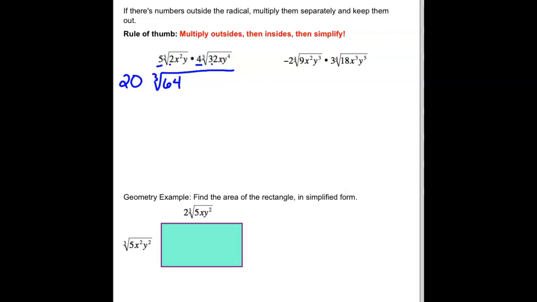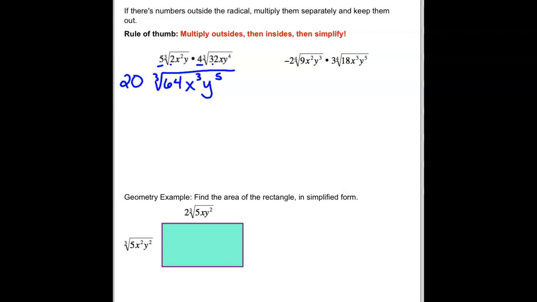We have an x squared and another x, so we have a total of 3 x's being multiplied together. And we have a y and a y to the 4th, so we have a total of 5 of those. Okay. Now, the cube root of 64, that one is perfect. It's going to come out as a plain 4. The 20 that's in front is still out front.